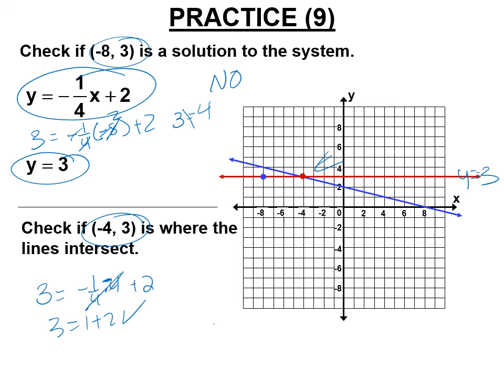The other one has a y-intercept of (0, 2) and a slope of -1/4. And the two intersect at (4, 3). That's the solution. That's the one that works in both equations.